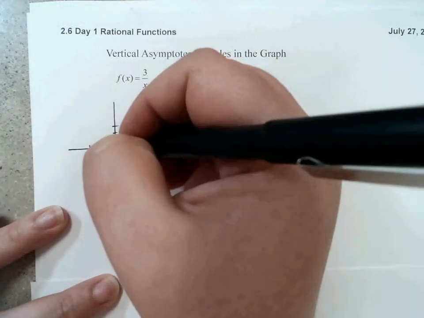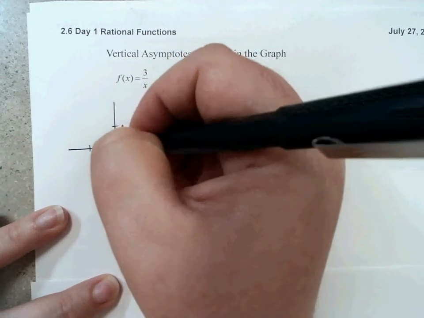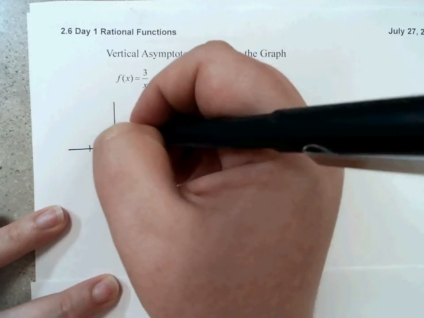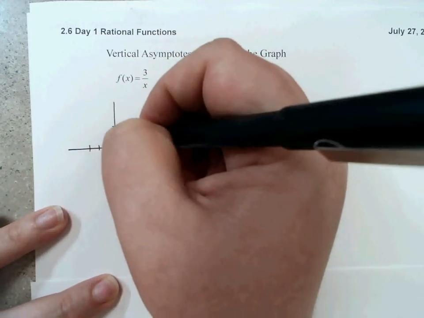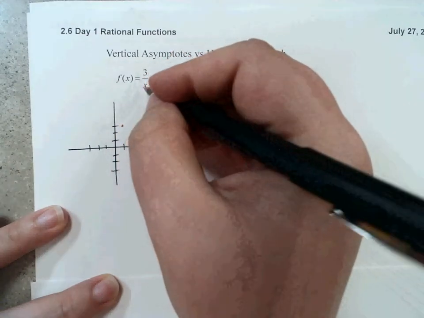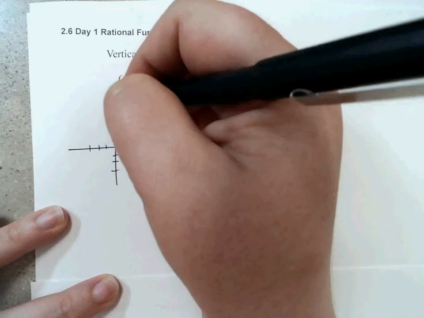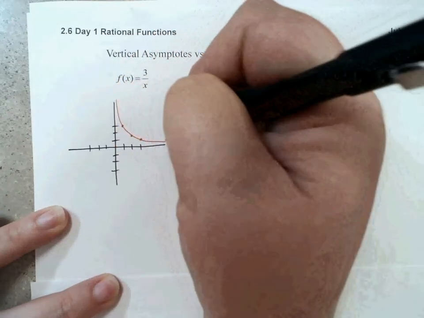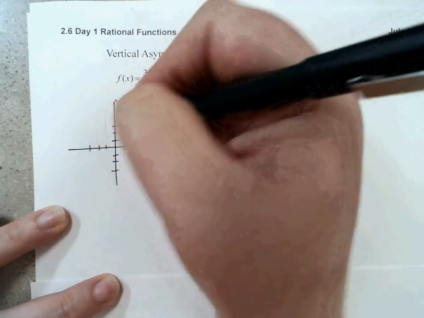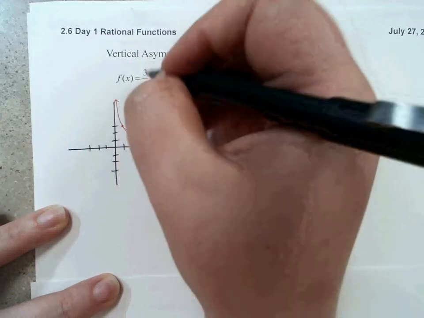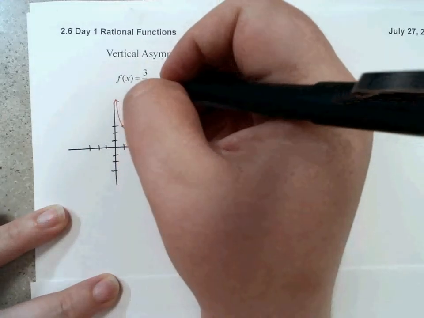If I were to plug in, say, 1, I would get 3. 2, I would get 3 halves, so 1 and a half. 3, I would get 1, and then it would just keep getting smaller. 3 divided by an increasingly large number is just getting smaller and smaller. So it would do this. And then if I divide by an increasingly small number, it's going to go to infinity.